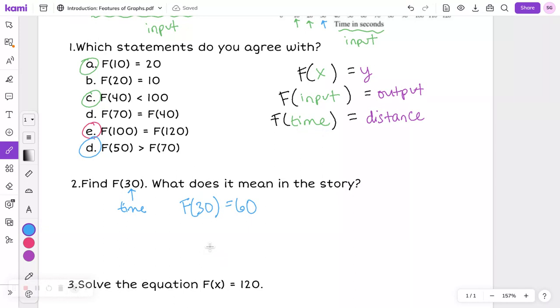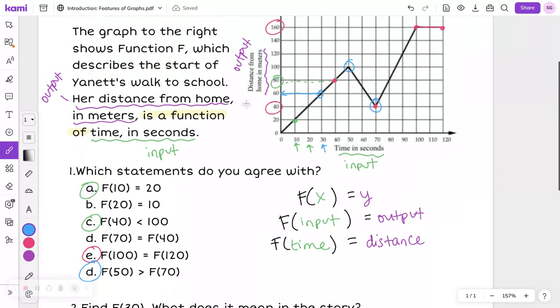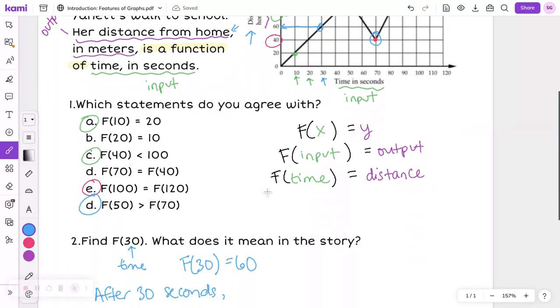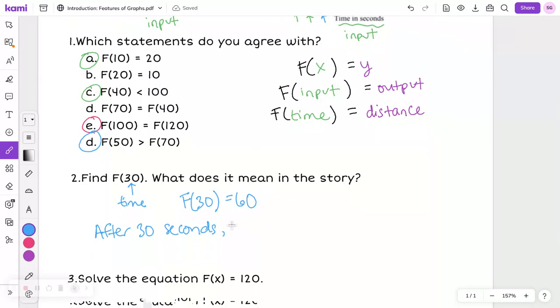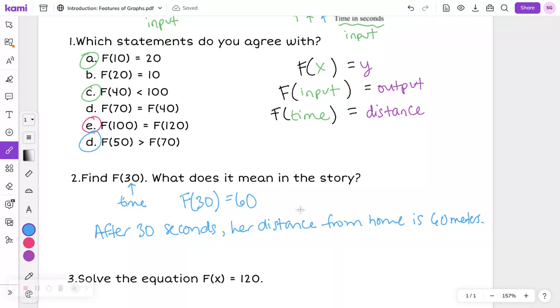And what does that mean in the story? Well, 30 we already said is our time, so we could say after 30 seconds. And then that 60 is her distance. So I can use the exact words from the story or the graph. We could say after 30 seconds, her distance from home is 60 meters. Or you could say she is 60 meters away from her home.